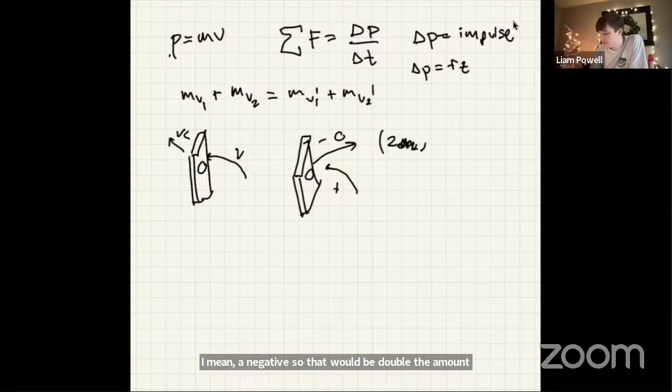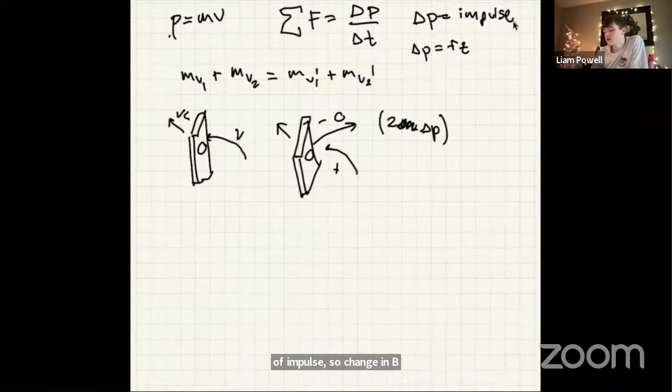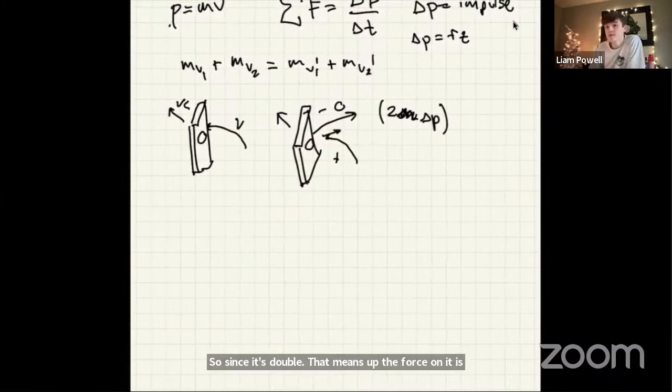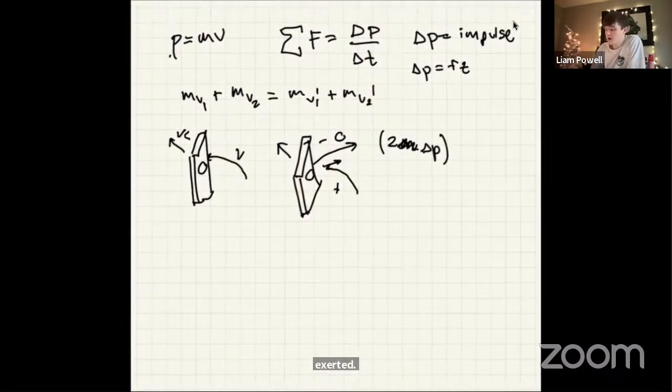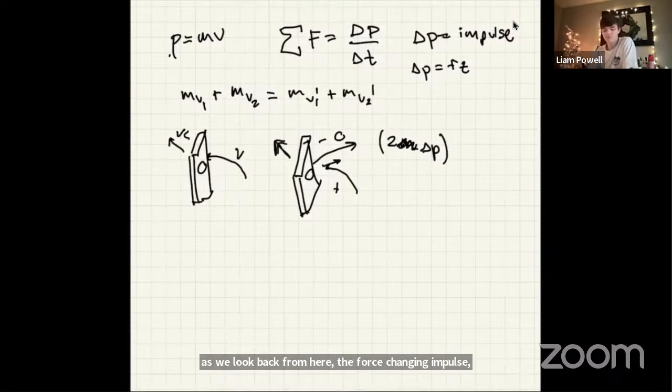So change in P. Since it's double, that means the force exerted is more, because the force is impulse divided by time. That would be more this way, and then an equal and opposite reaction, so it goes that way more.